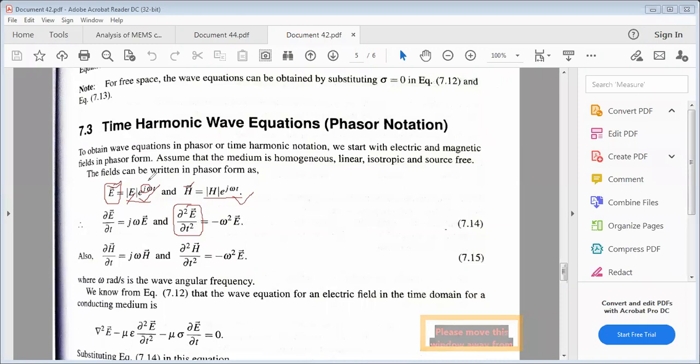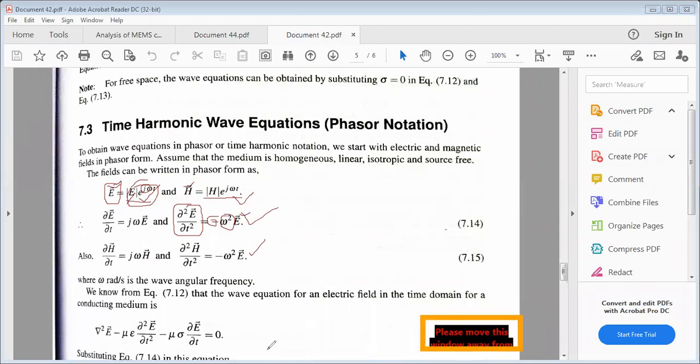Double derivation for this expression. So j omega into j omega means j square omega square. j square is nothing but minus 1, into omega square, into E, on the double derivation. Similarly, dou H by dou t is j omega H, and dou square H by dou t square means minus omega square E. Did you get it?